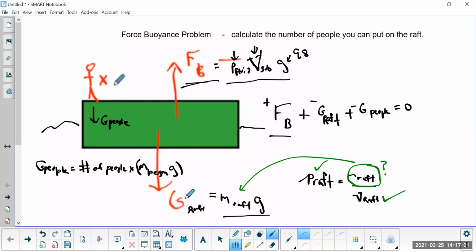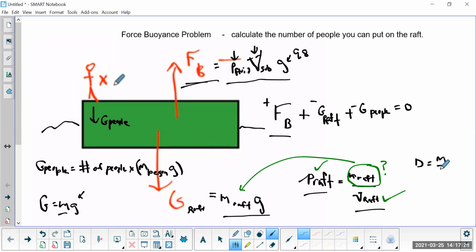So the weight of the raft pulling down, you can calculate from the mass of the raft times gravity, because again, it's just the formula we talked about with forces, F equals mg. Gravity is 9.8 and m is the mass of the raft. They don't tell you that right away, but you can calculate it because they tell you the density and the volume. So you can get the mass by rearranging this formula. It's density equals mass over volume.